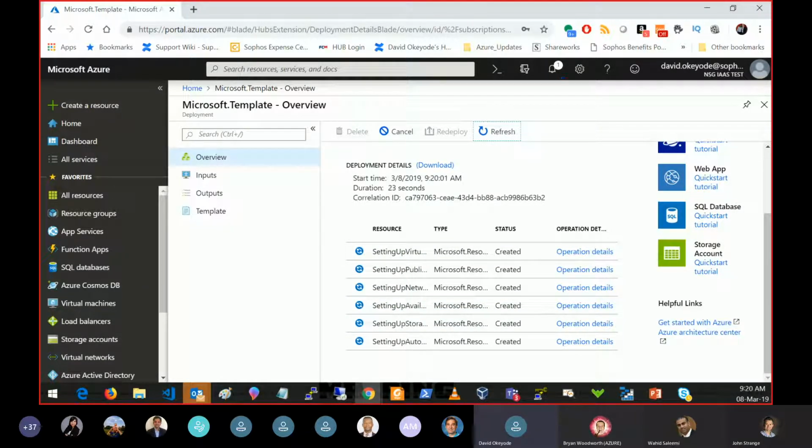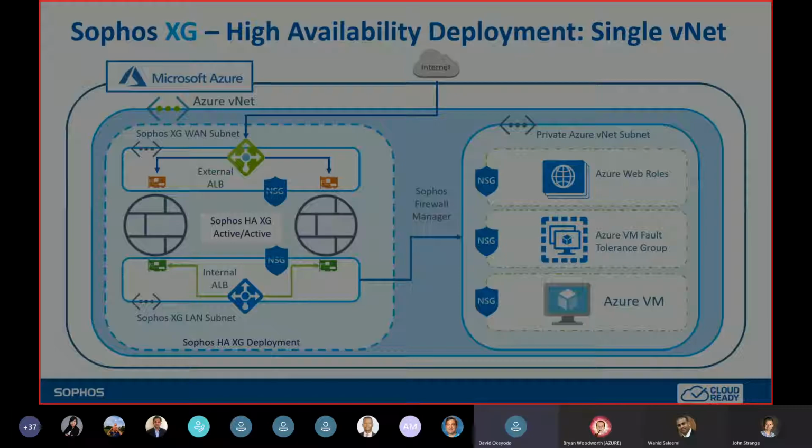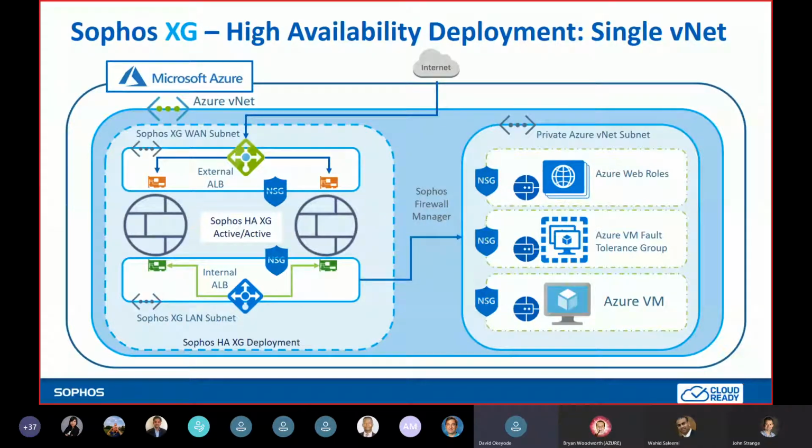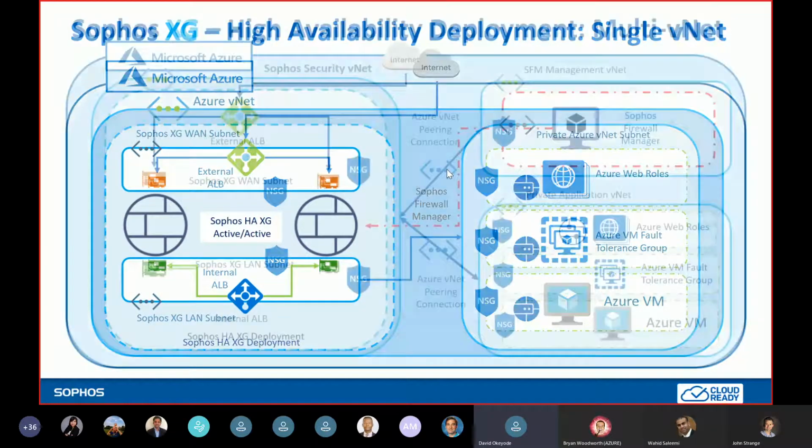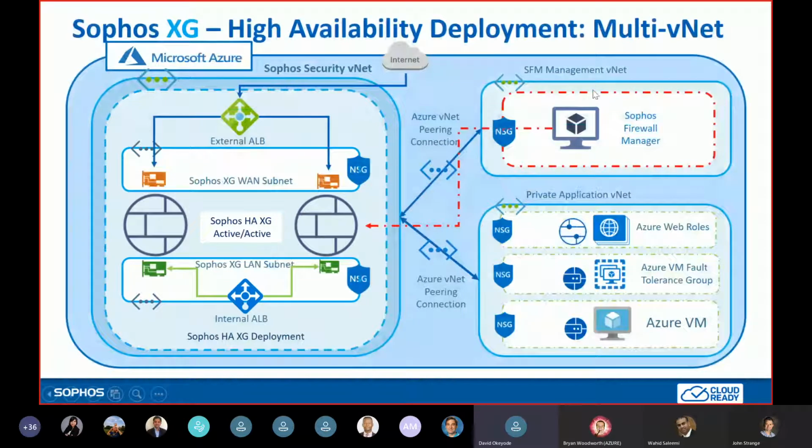So let's move on to some of the other things. Back to the reference architecture diagram. This is a reference architecture diagram that Byron, who is currently on the call, drew up, where you can see the Sophos XG firewall highly available security tier in Azure. You can use Sophos Manager to do the configuration of this, which I'll show you in a minute. This is just a reference architecture for a single VNet. Here's another one for multiple VNets.